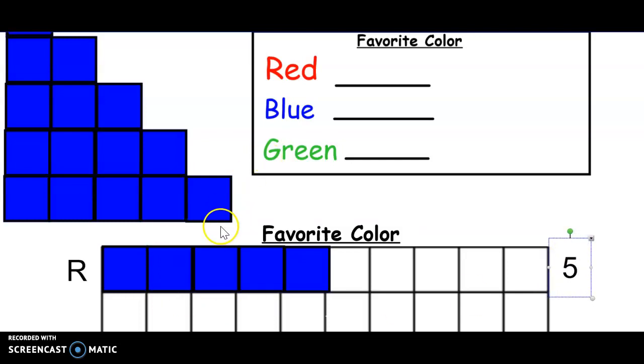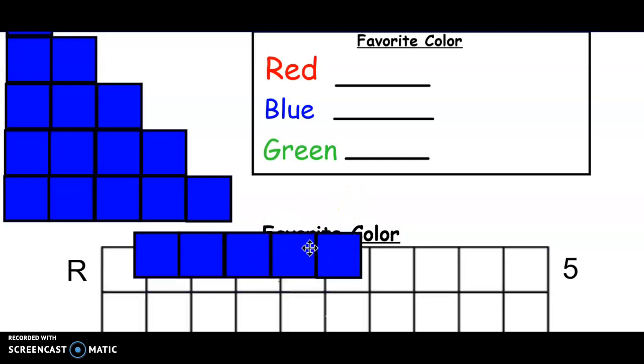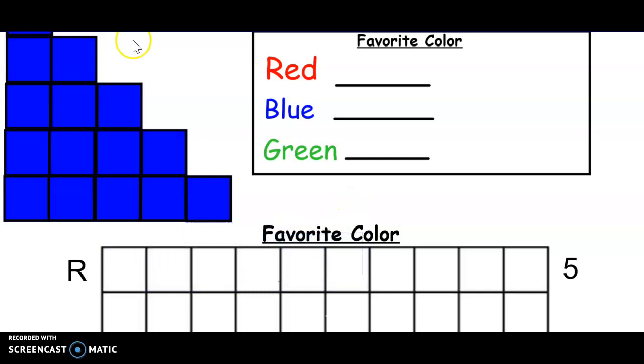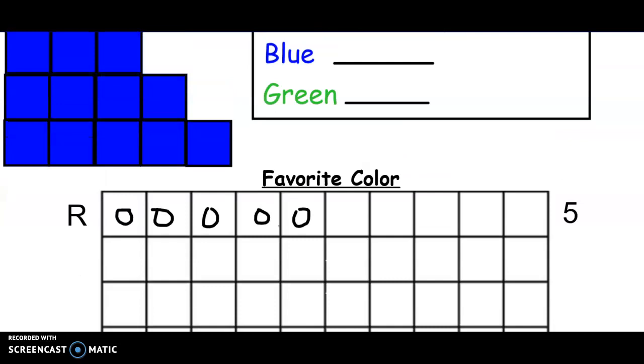If you're not going to use the stair steps because some of us don't have them, you can also fill this in with circles. So it would look like this: 1, 2, 3, 4, 5. And you do the same thing for blue and green depending on how many people voted for each one.